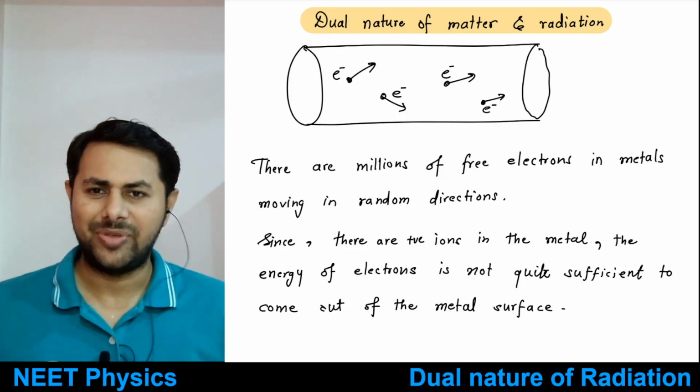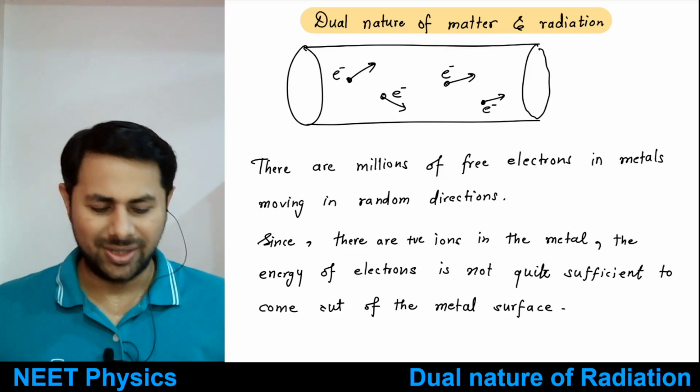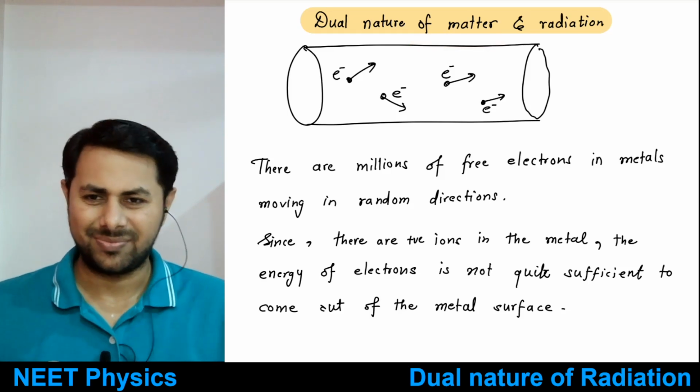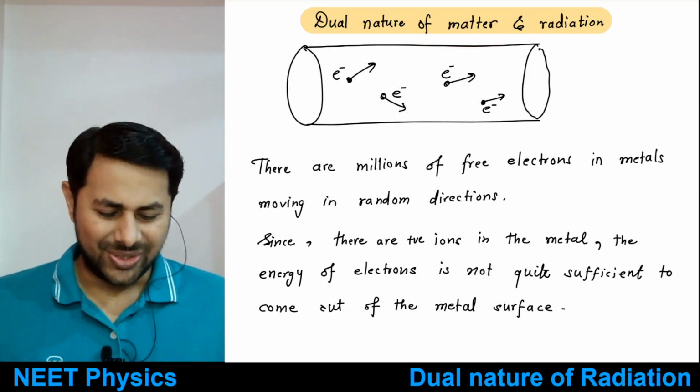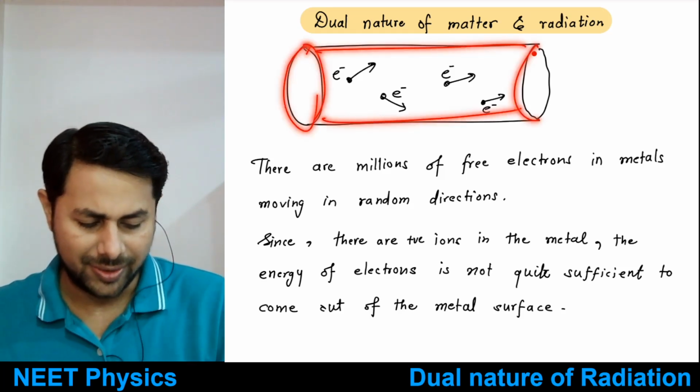So let us begin with this next chapter, that is dual nature of matter and radiation. This is an interesting chapter. All right, so let's begin with this. So consider this metal wire.